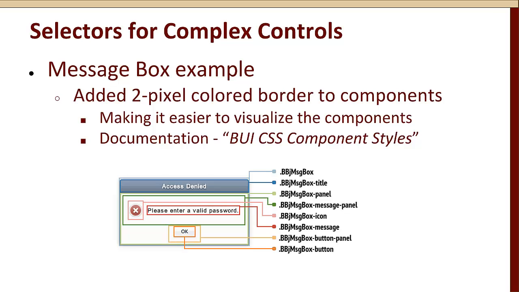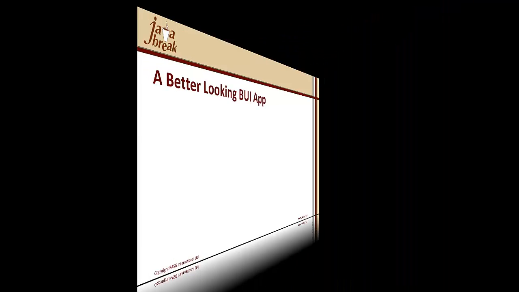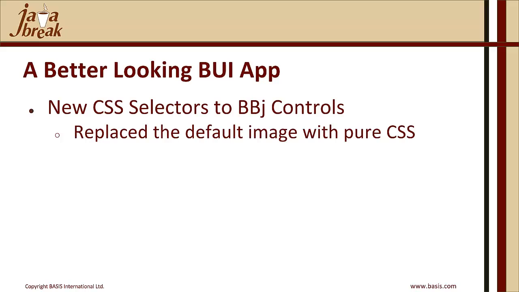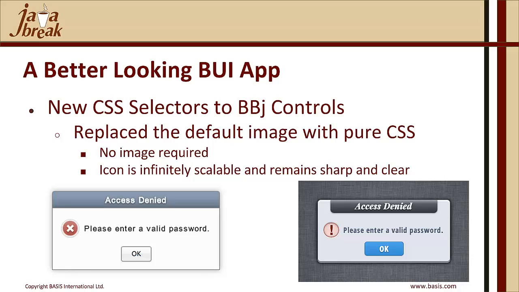And there's full documentation on BUI CSS component styles. Look it up in our online documentation, where you'll notice that we have several new selectors that can now be controlled via your custom CSS. And that leads to a better looking BUI app. So in this little example, we've replaced the default image with pure CSS. There's no image required. And this icon on the right with access denied, the icon is infinitely scalable and remains sharp and clear. That's because it's been rendered by the JavaScript engine within the browser.